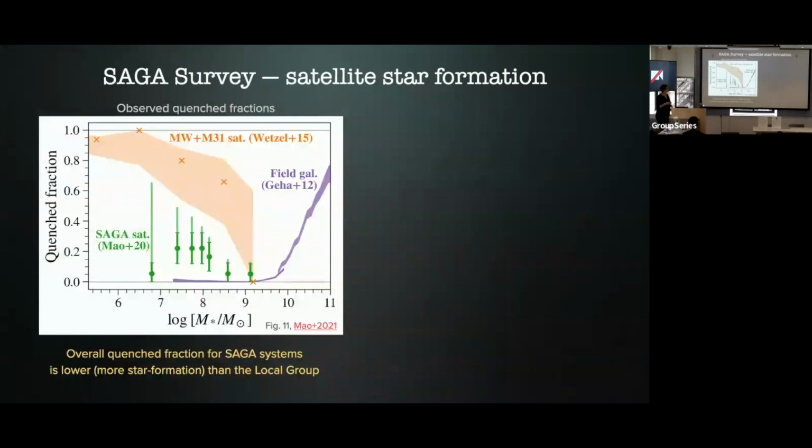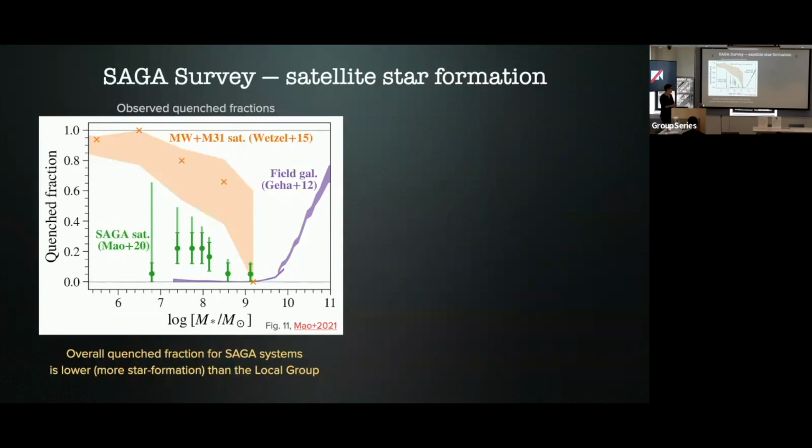We also can say something about the star formation of satellites. So this is a plot of the quenched fraction as a function of the stellar mass of the satellites. So here is what the systems look like in Milky Way and M31. The first really surprising thing is that we found a whole bunch of star-forming satellites in these systems, and more than we might have expected.